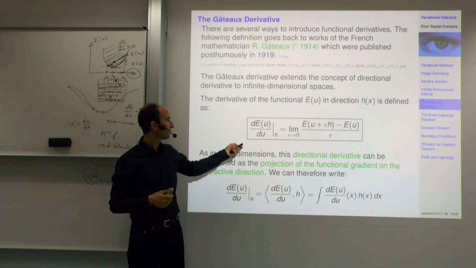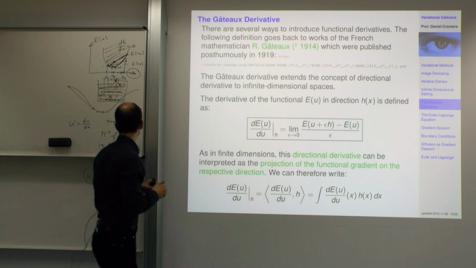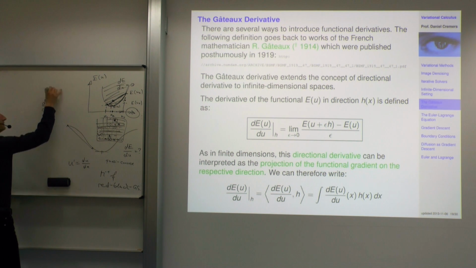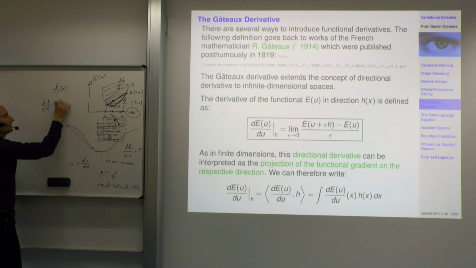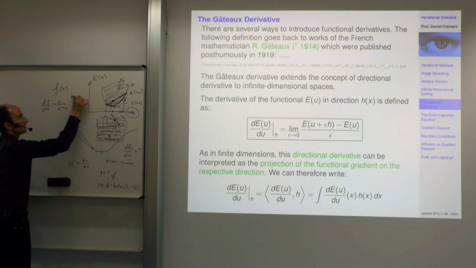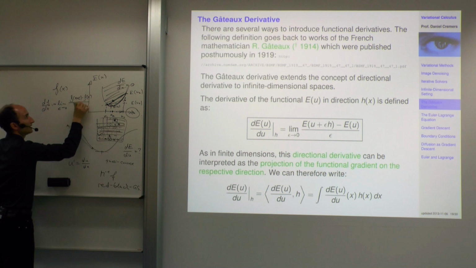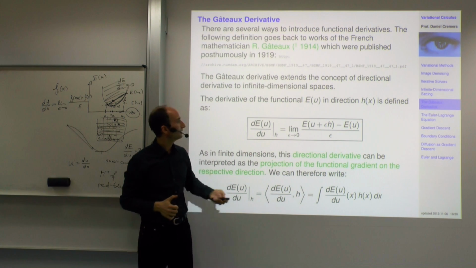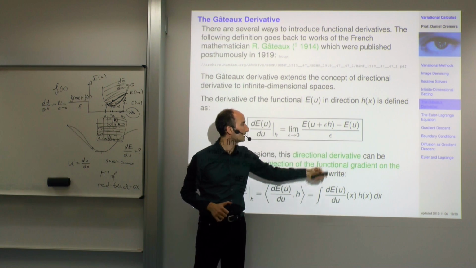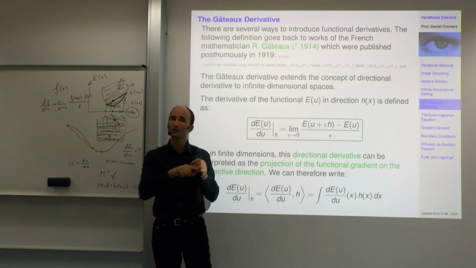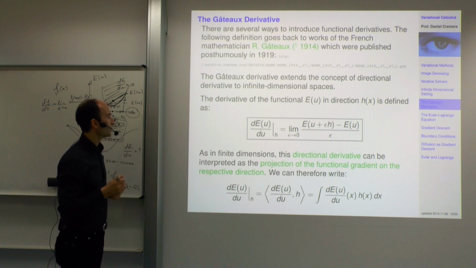You probably recall the definition of derivative. Typically in high school you would say df by dx. If f is a function of a scalar value x, you define it as the limit epsilon going to 0 of f of x plus epsilon minus f of x, divided by the step size epsilon. And we can do the same here. So we go u plus epsilon minus u divided by epsilon, but what you see is we take epsilon in the direction h. What does that mean?